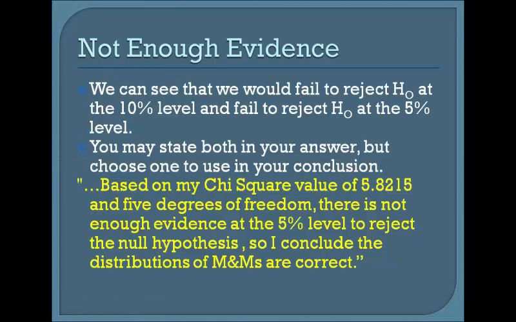We can see that we would fail to reject H0 at the 10% level, and it would fail also, obviously, at the 5% level. Now you may state both in your answer, but choose one in your conclusion. 5% and 10% are more reasonable than the 25% to state in your conclusion. So in this particular case, I would say, based on my chi-square value of 5.8215 and 5 degrees of freedom, there is not enough evidence at the 5% level to reject H0. So I conclude that the distributions of M&Ms are correct.